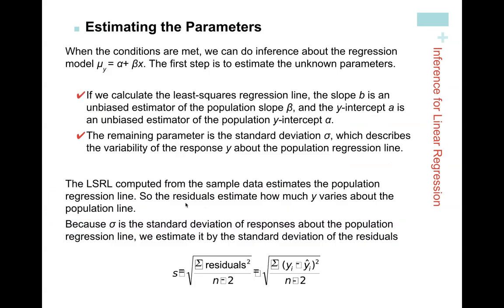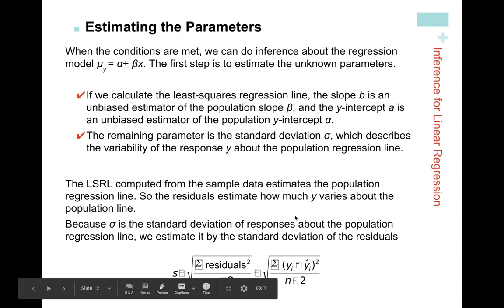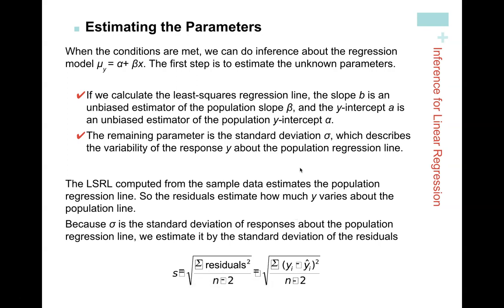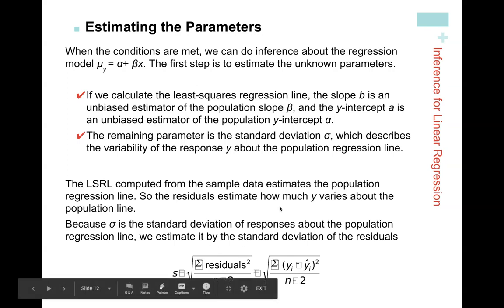And so that's this. The residuals estimate how much y varies about the true population line. So because sigma is the standard deviation of responses about the population regression line, we estimate sigma by the standard deviation of the residuals. So s is equal to the square root of the sum of the squared residuals over n minus 2.